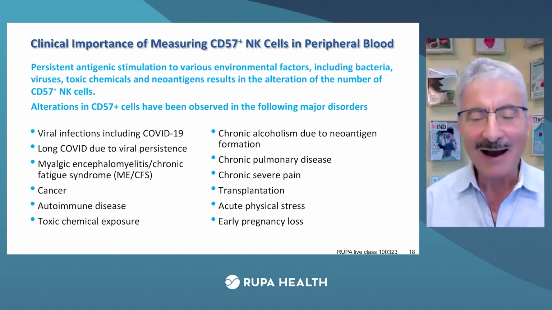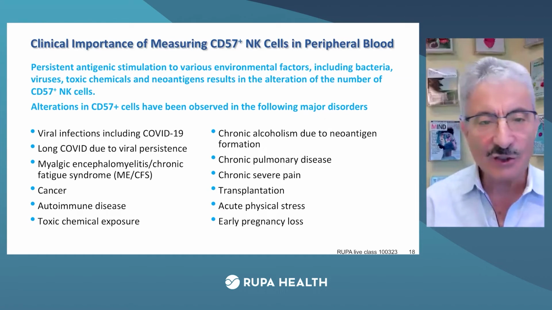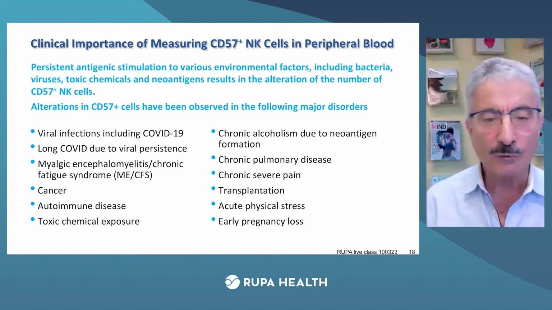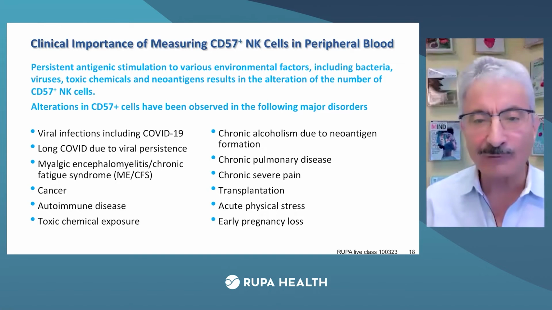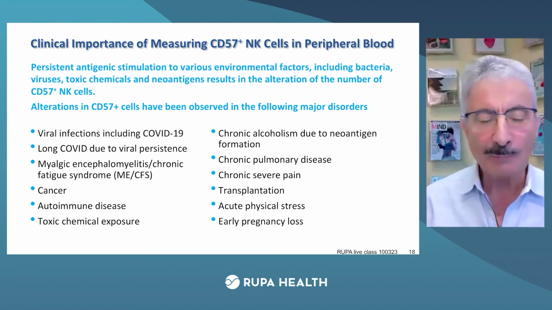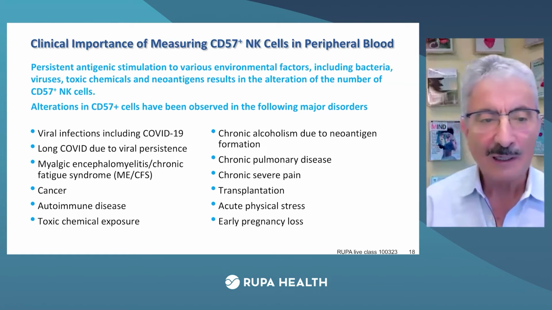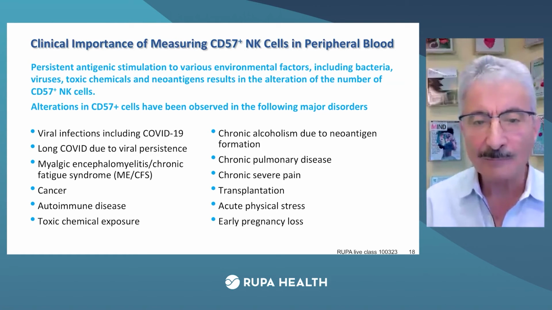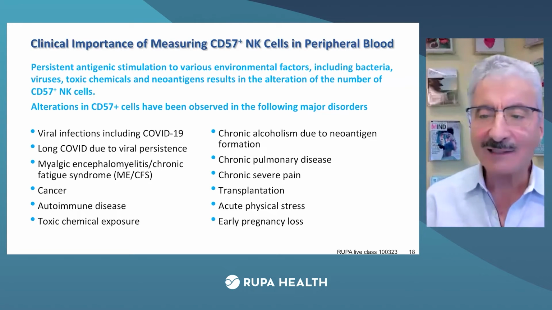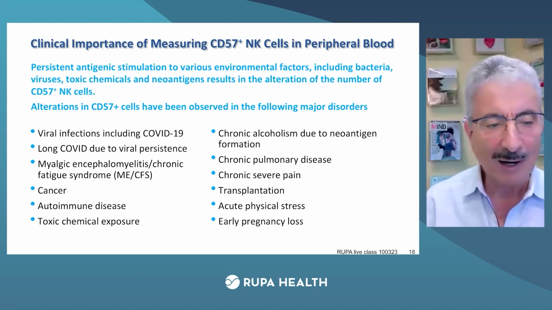So high levels of CD57 in the blood indicate persistent antigenic stimulation. That antigenic stimulation could be to antigens originating from the gut microbiome, could be from EBV, could be from SARS-CoV-2, could be from toxic chemicals that form neoantigens or antigens, which results in the alteration of the number of CD57 positive NK cells.